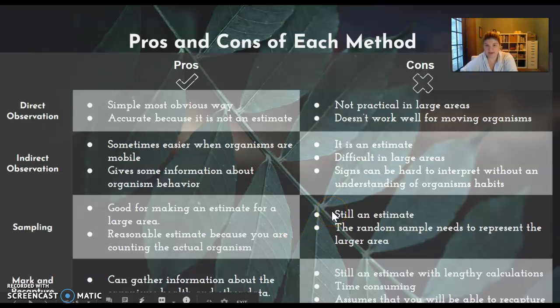It's still an estimate, and a negative would be that you have to have a random sample. So sometimes you might see surveyors or ecologists use a square that they've taped together, and then they throw it out into the field to take a random sample, because you don't want to place your sampling area where there's a high concentration of the organism that doesn't necessarily represent the entire area that you're trying to survey.